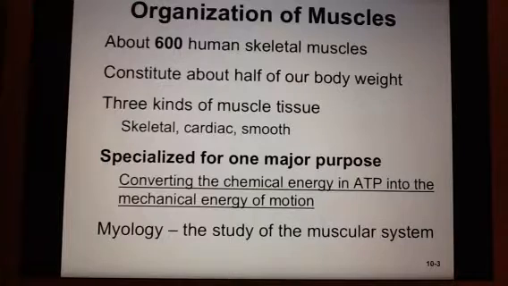So before we get into anything else, we need to do an overview of the muscle system before we talk about where they all are. Let's talk about functions. There are 600 human skeletal muscles, and they are about half of our weight. You already know from looking at tissues that there are 3 types of muscle tissue: skeletal, cardiac, and smooth.